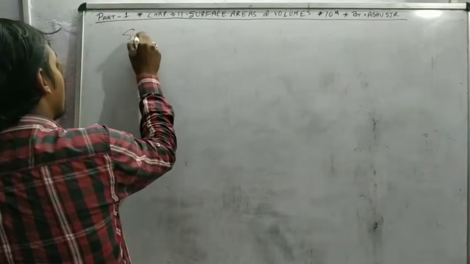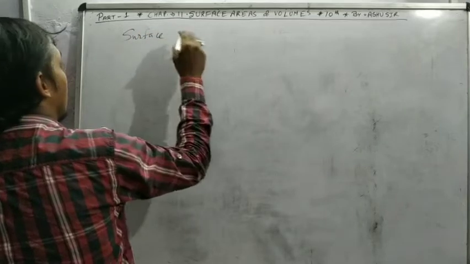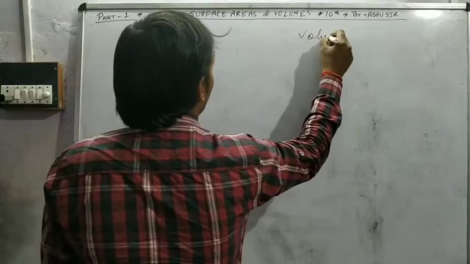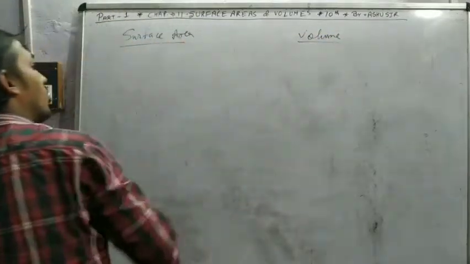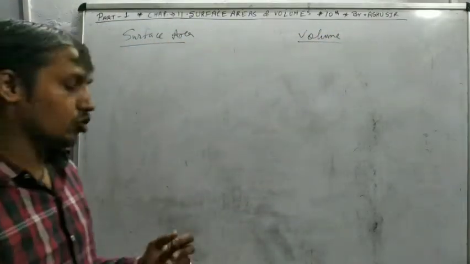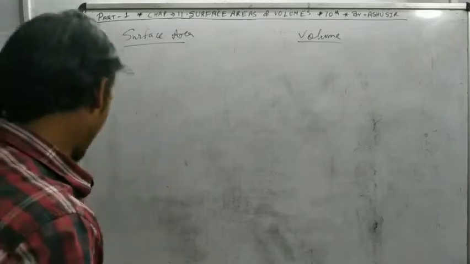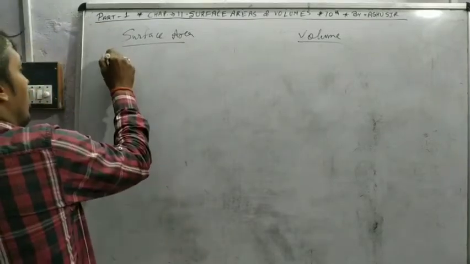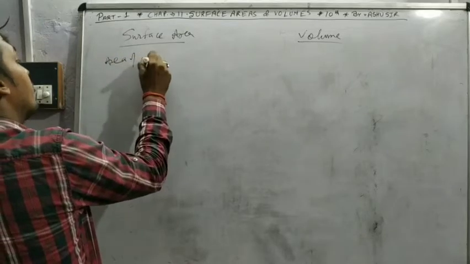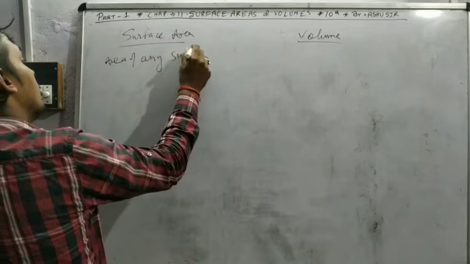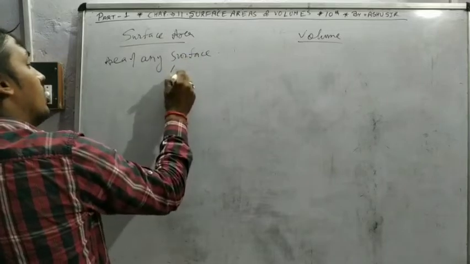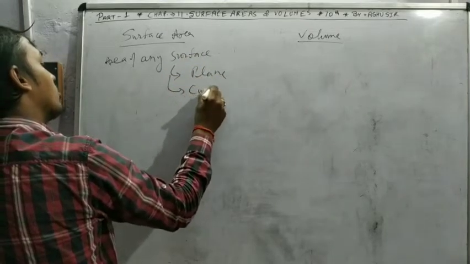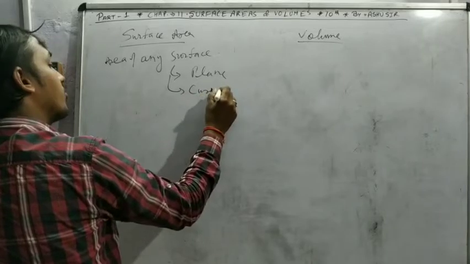Next, these two parts are surface area and volume. We talk about what these two topics are. Surface area means the area of any surface, either plane or curved.